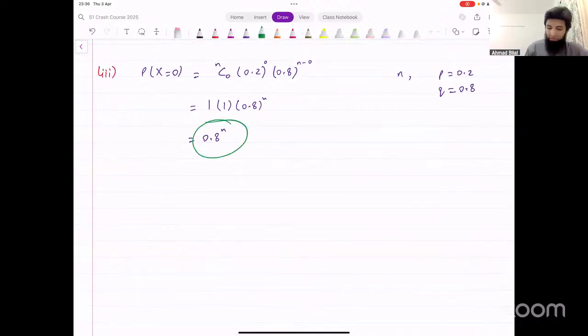So this probability that we have calculated, they're saying this should be less than 0.01. And what we have to do is find the least possible value of n. So we have an inequality that looks like this now: 0.8 raised to power n less than 0.01. How do we solve this inequality?